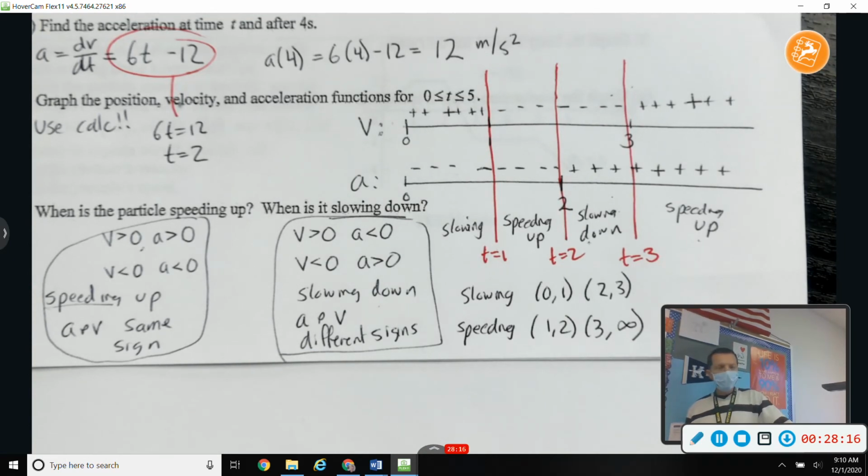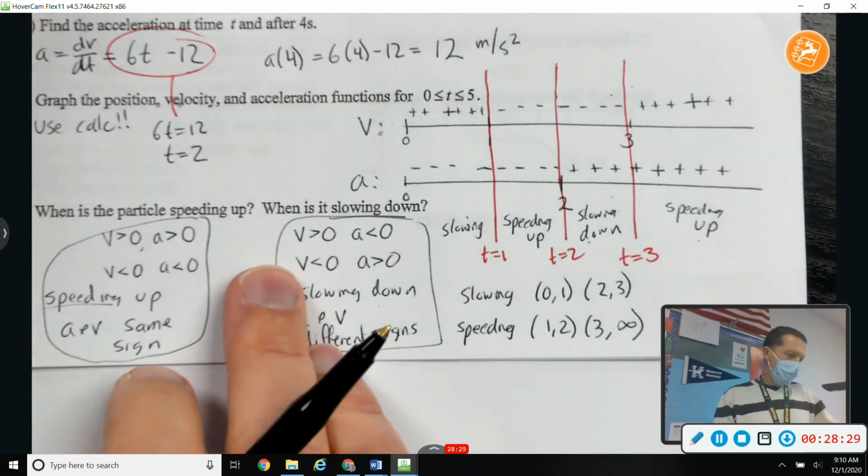So the number line thing comes back, and then you're looking for where the signs are matching, where they're different. Questions on any of that? All right, I think the back will go quick.